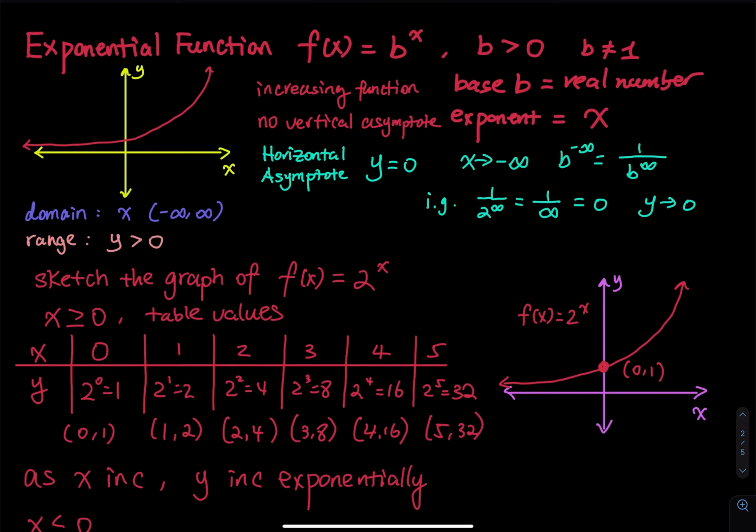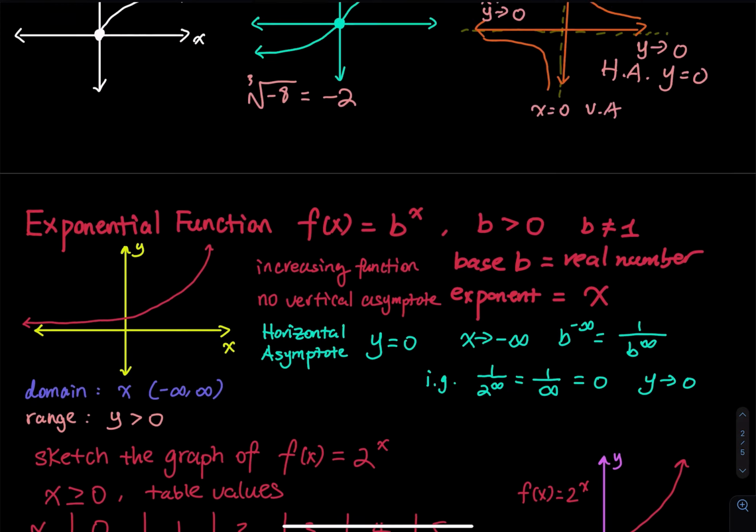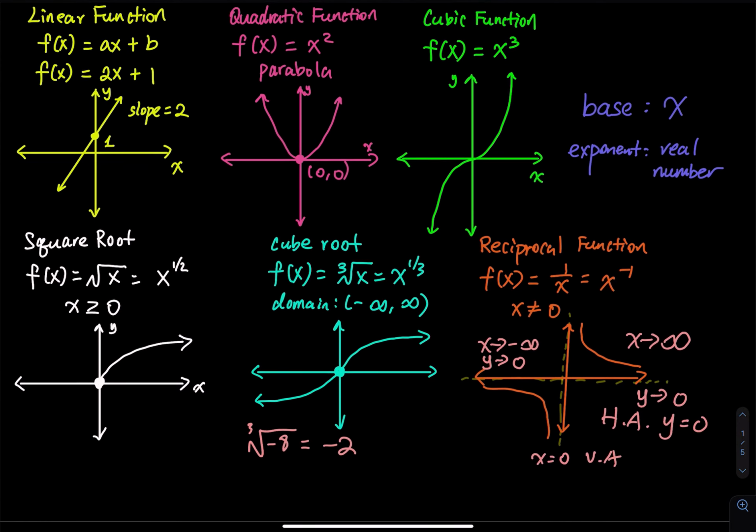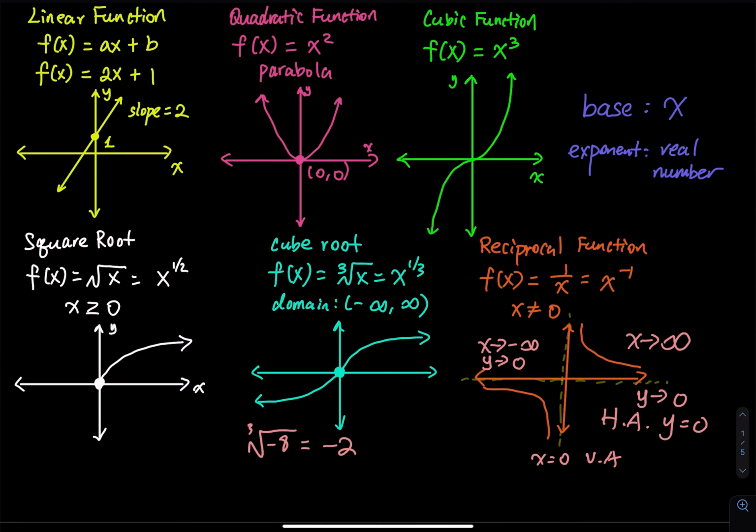So we have f of x equals b raised to the x power. Let's quickly go back to the previous page. In these 6 functions, do you see that the base is x? So x is the base, right? And then the exponent is a real number.